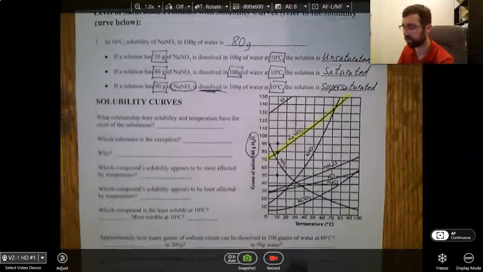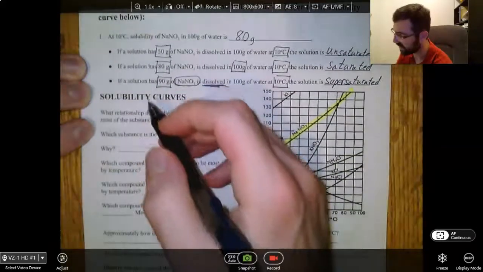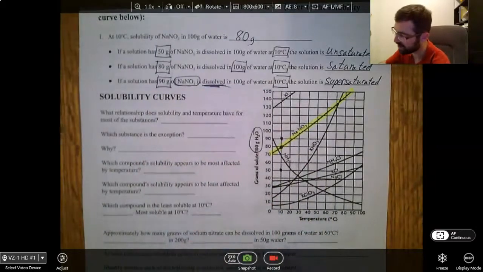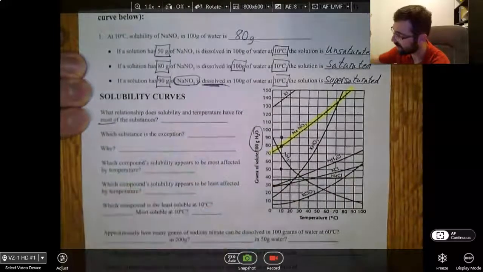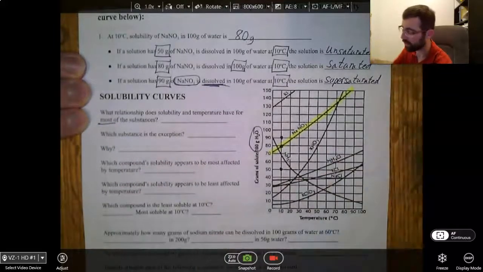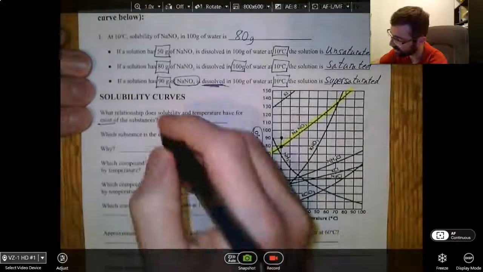All right, solubility curves problems down here. Some of these are a little different. What relationship does the solubility and temperature have for most of the substances? Well, they're all going up. Not all of them, but most of them are going up, so I would say direct.